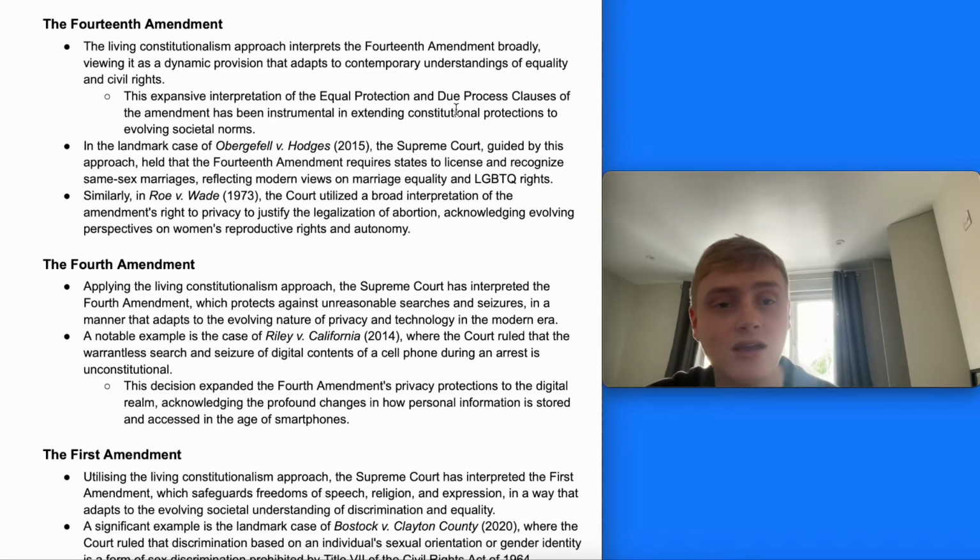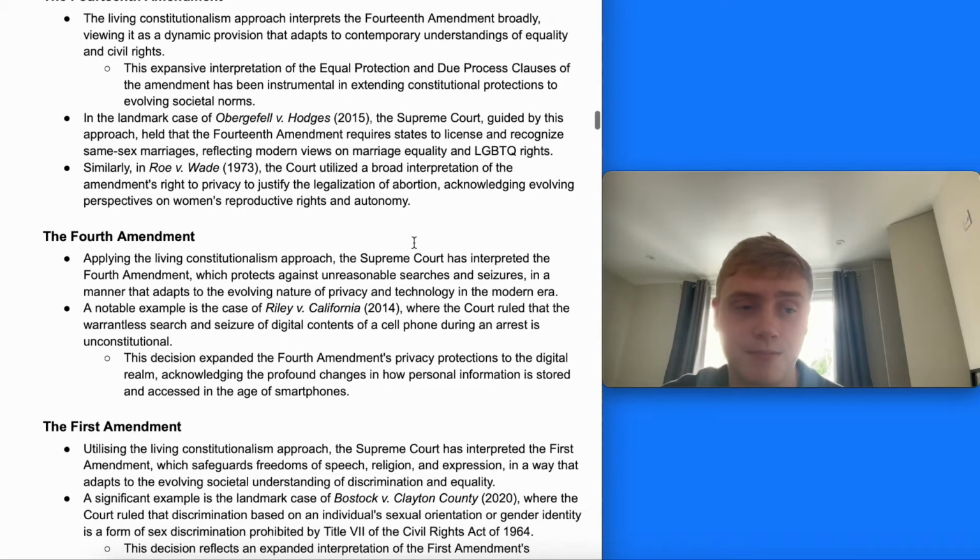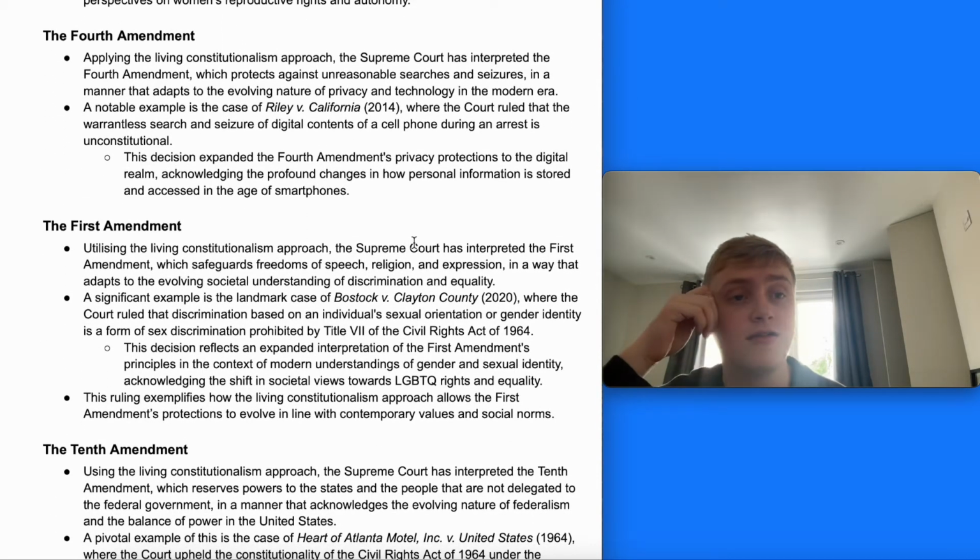Similarly, in Roe v. Wade, the court utilised a broad interpretation of the amendment's right to privacy to justify the legalisation of abortion, acknowledging evolving perspectives on women's reproductive rights and autonomy. You can also see it in the 4th Amendment, which protects against unreasonable searches and seizures, interpreted in a manner that adapts to the evolving nature of privacy and technology in the modern era.